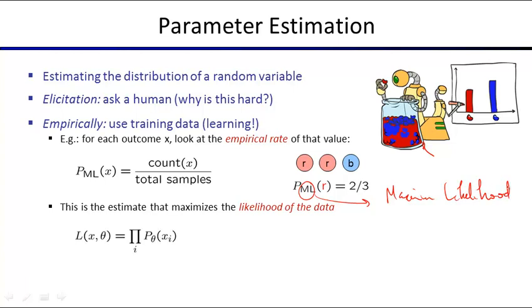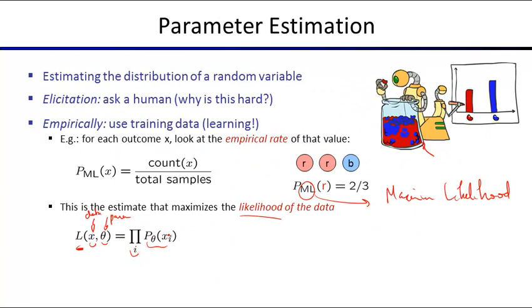What that means is we look at the likelihood of the data. So L here is a new quantity, the likelihood of the data. L(X, theta): X is the data, and theta is the parameter. And so if you have a bunch of data points, then it's the product of each of the probabilities of each of the data points.